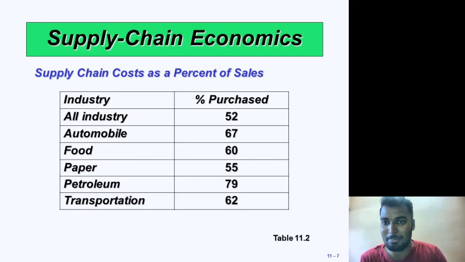Let us take the example of industries where the supply chain economics are listed out here. All industries will have about half of their percentage in purchases, and in automobile, which we call an ancillary, 67% of purchases happen. In the food industry we have 60%, paper is 55%, the petroleum industry is around 80%, and transportation is around 62 percent.